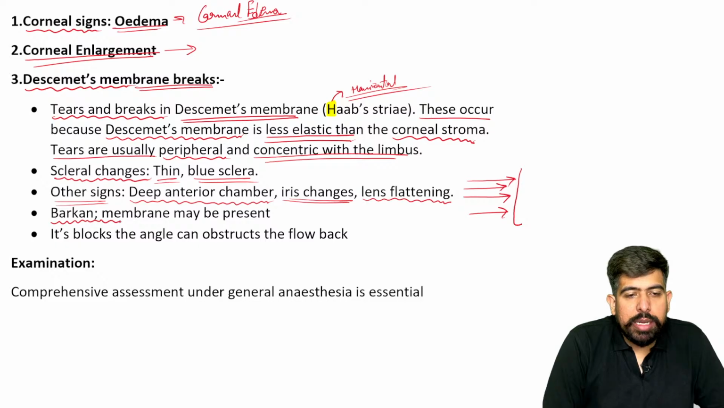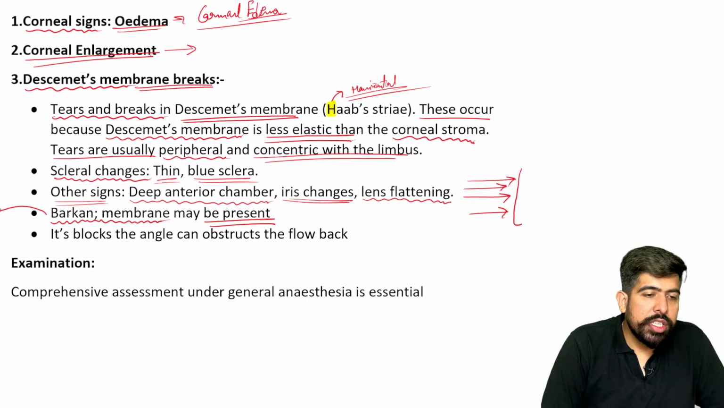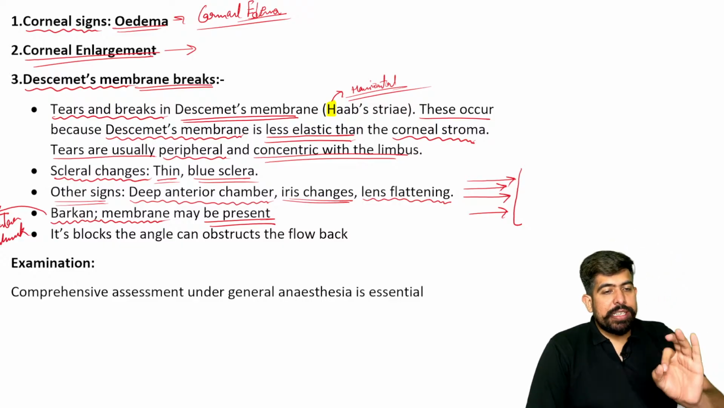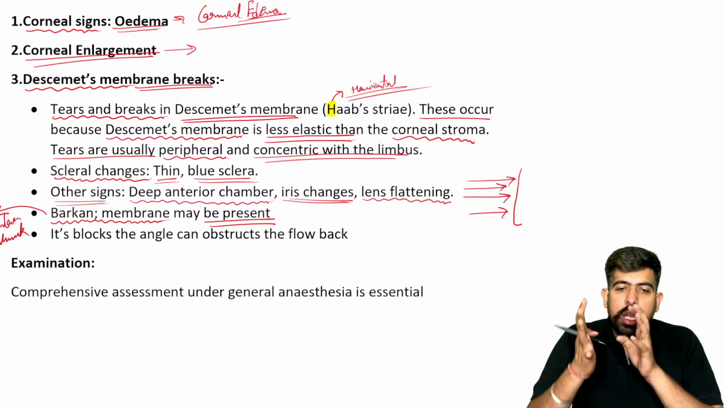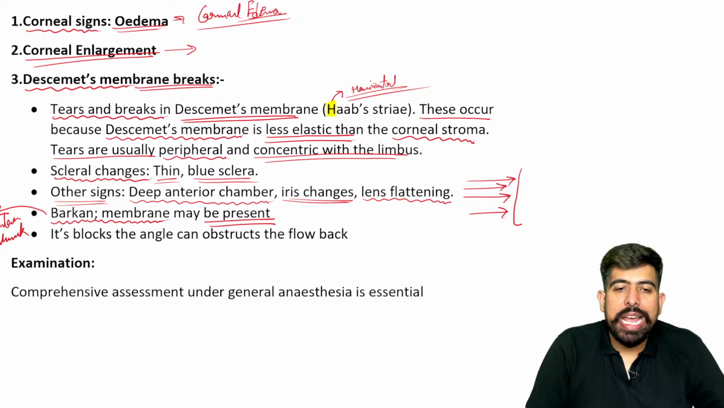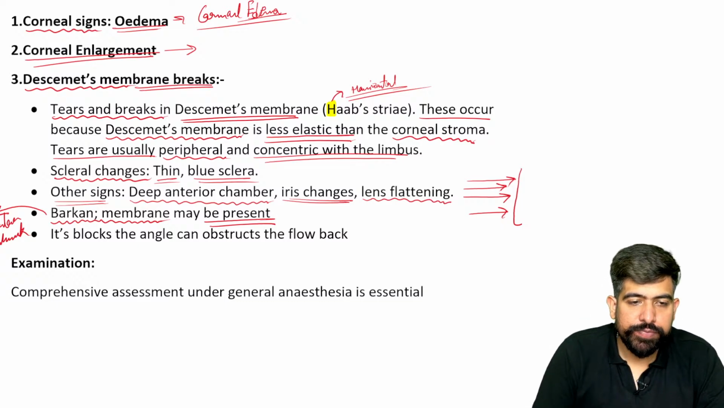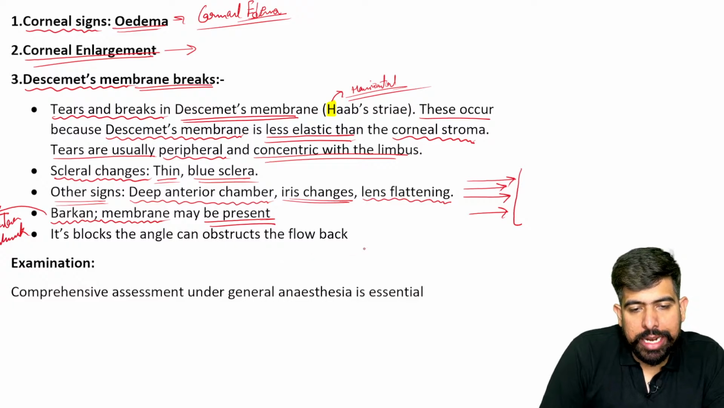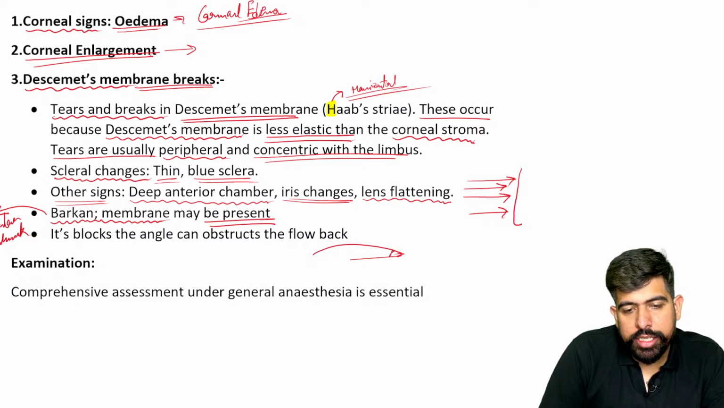Also, there is a Barkan membrane. What is this? A Barkan membrane may be present. This Barkan membrane is situated on your trabecular meshwork. And what is this trabecular meshwork, guys? Please understand this part. At the angle of the anterior chamber, we have a mesh-like structure. This is the angle of the anterior chamber, I'm just talking about it. This is the cornea, and this is our iris. So this is the angle of the anterior chamber right here.